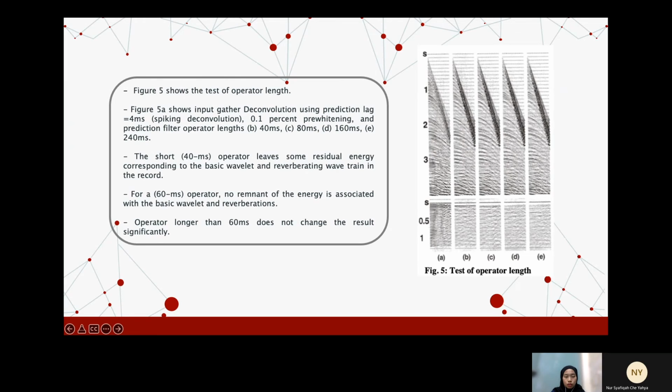Now figure 5 is showing the test of operator length. Figure 5a shows the input gather. Deconvolution uses a prediction lag equal to 4 milliseconds for spiking deconvolution, 0.1% pre-whitening, and prediction filter operator lengths: B is 40 milliseconds, C is 80 milliseconds, D is 160 milliseconds, and E is 240 milliseconds. The short 40 millisecond operator leaves some residual energy corresponding to the basic wavelet and a reverberating wave train in the record. For a 60 millisecond operator, no remnant of the energy is associated with the basic wavelet and the reverberations. Operators longer than 60 milliseconds do not change the result significantly.